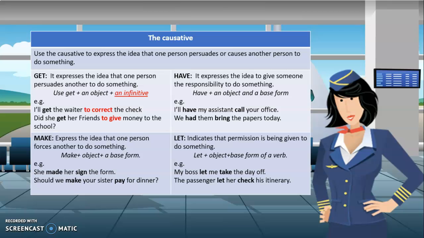We use get plus an object plus an infinitive. Example, I'll get the waiter to correct the check. Did she get her friends to give money to the school?